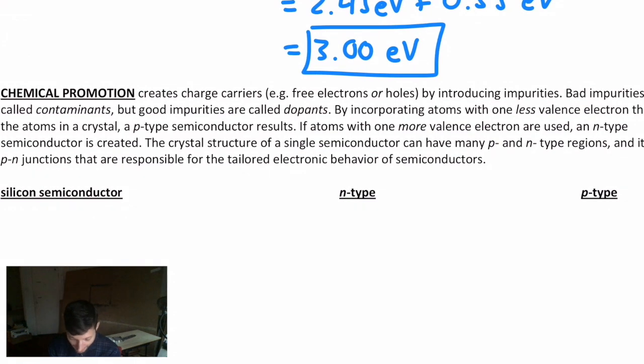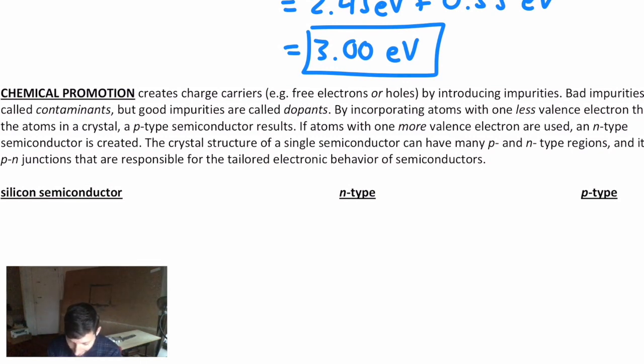Impurities can be bad, we call those contaminants, or they can be good, and we call those dopants. So what we're about to see here is an example of doping a semiconductor to make its properties better, or at least change them the way we want to change them. So chemistry is all about changing things and controlling those changes.